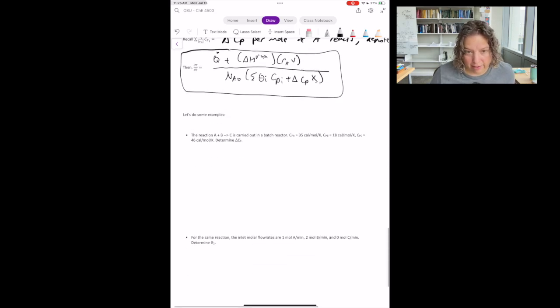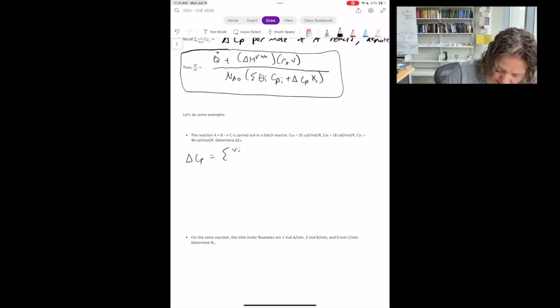One is calculating this delta CP. So we're given an example, the reaction A plus B goes to C is carried out in a batch reactor. We're given heat capacities for A, B, and C. We want to determine this delta CP term, for example, here. So delta CP is going to be equal to, I am not doing a very good job at drawing the Greek letter nu today. It's going to be equal to this expression.